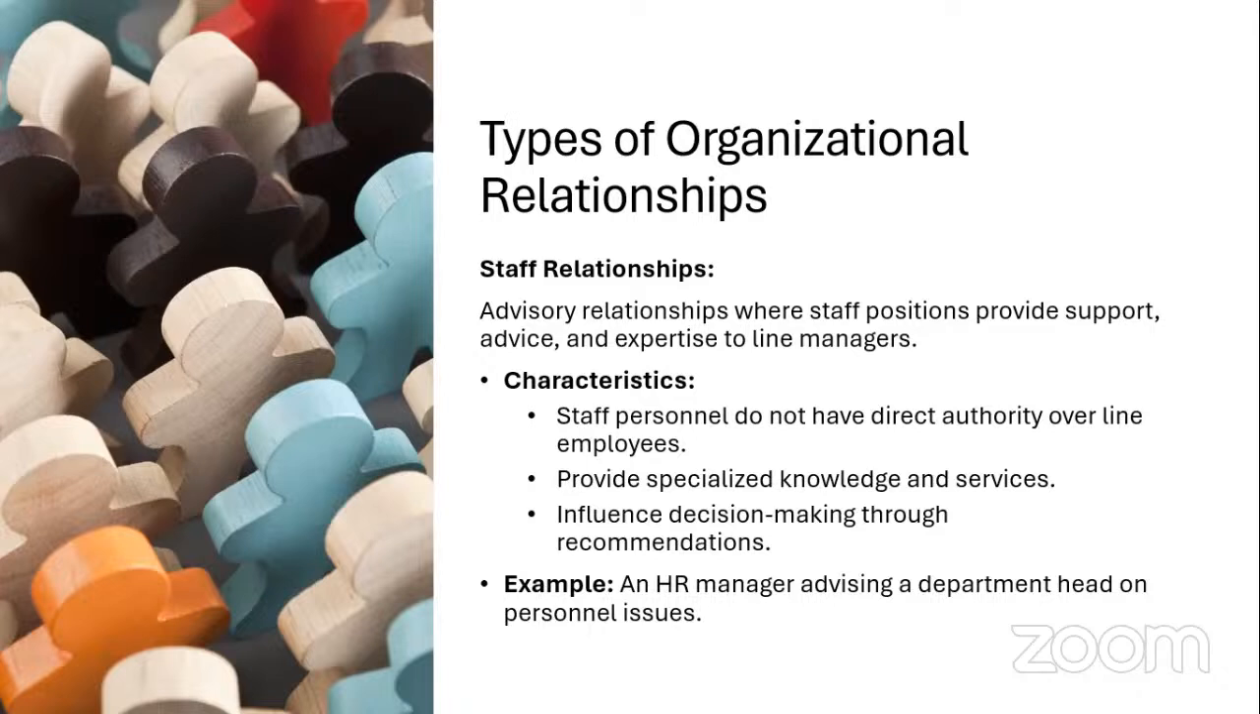However, their work to the general manager is to support and provide advice. The one steering the wheel is the general manager, but the support is coming from the other managers, right? Characteristics: staff personnel do not have direct authority over line employees. They provide specialized knowledge and services, and they influence decision-making through recommendations. Example: an HR manager advising a department head on personnel issues. That's the example.